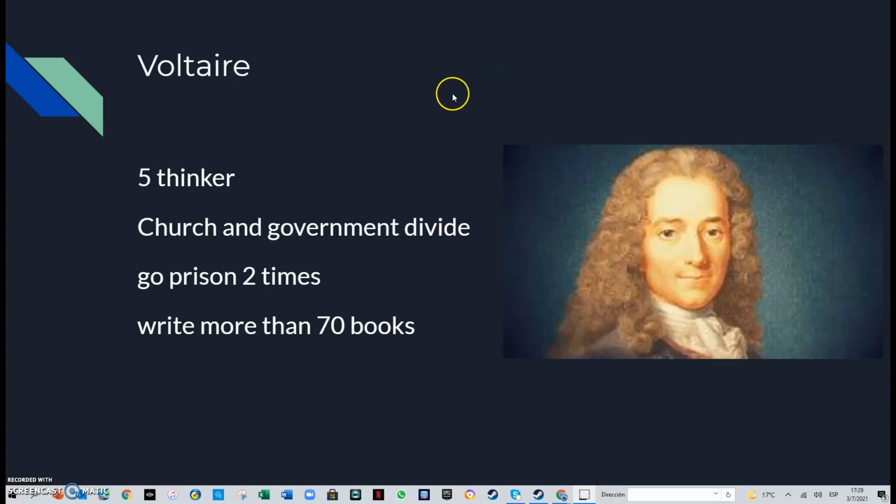Voltaire was the last Enlightenment thinker. He wanted to divide the church from the government. For what? For having individual freedom. Because if the government was connected with the church, the government would decide what you need to believe and what you don't need to believe. Also, he went to prison 2 times and wrote more than 70 books.